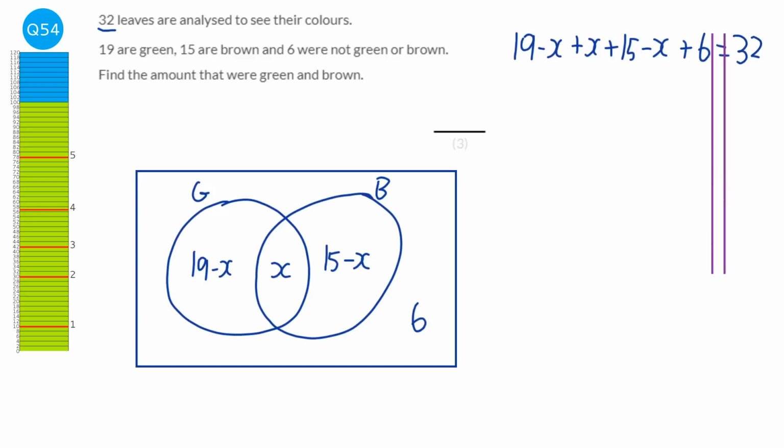And let's get our solving lines in. So we've got minus X and minus X, that will be minus 2X. And we've got 19 plus 15 plus 6, which will be 40, equals 32. We're going to take away the 40 both sides.